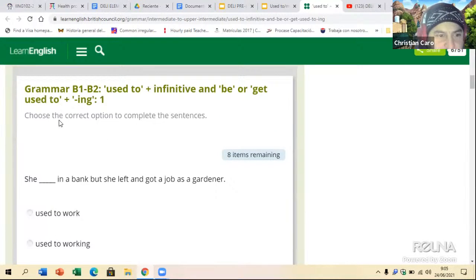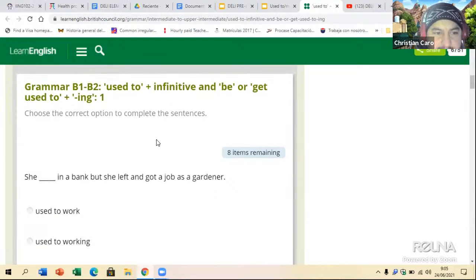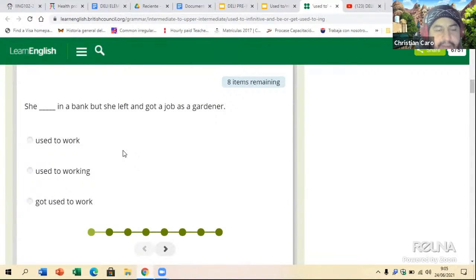And here we go. It says choose the correct option to complete the sentences. Here we go. She used to work, used to working, got used to work in a bank, but she left and got a job as a gardener. So we need to make the difference in this case. Yeah, we need to establish if the person solía, si se acostumbró o si estuvo en el proceso de acostumbrarse. I'm going to read the chat.